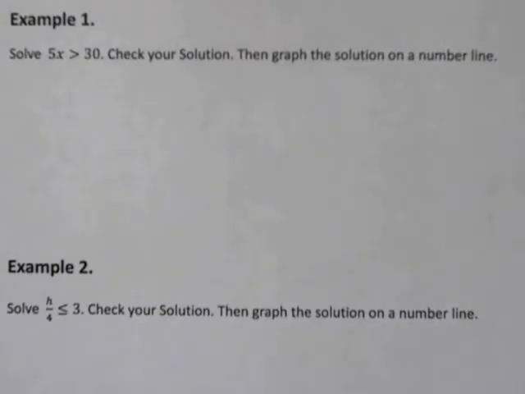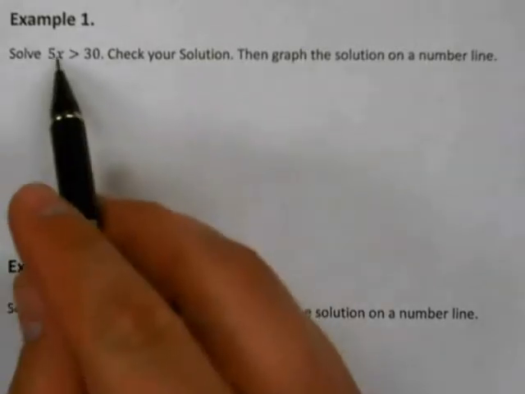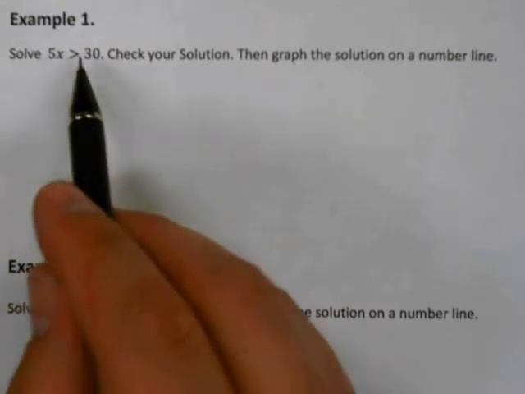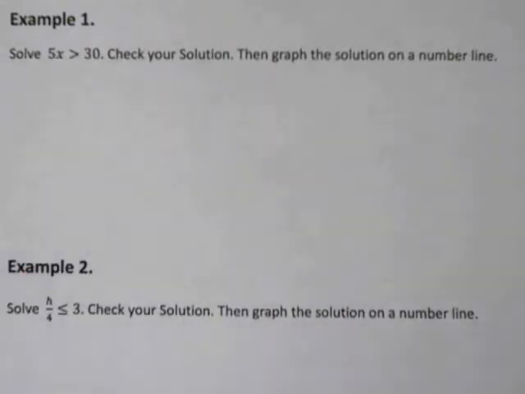All right, example 1 says that we need to solve 5 times x is greater than 30, check our solution, and then graph that on a number line. So pretty much what we're asking here is what values of x would make it so that 5 times that number is going to be greater than 30. And that's what we want to know.